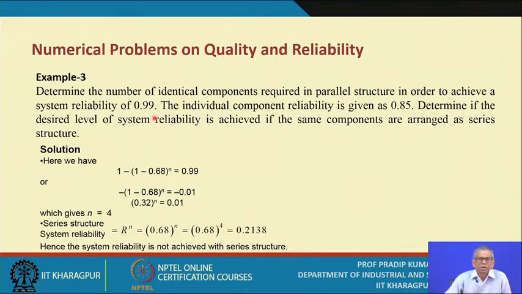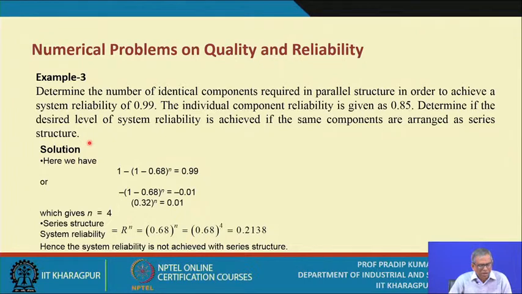That means the value of the product is assured. The individual component reliability is given as 0.85, so it is not that high. Determine if the desired level of system reliability is achieved if the same components are arranged as a series structure. Supposing the person concerned recommends a series structure, but doesn't know the relationship between the system's reliability and the individual component reliability.